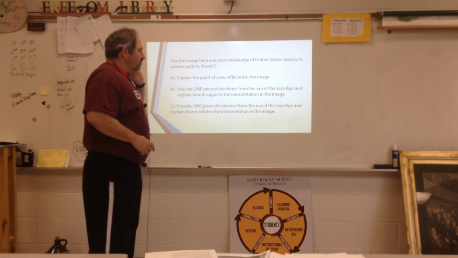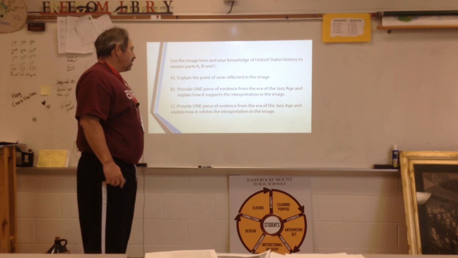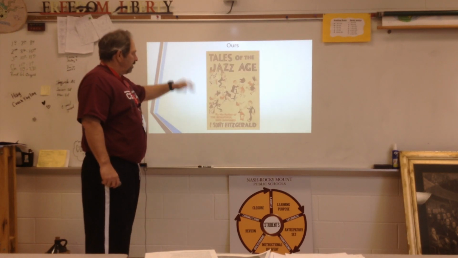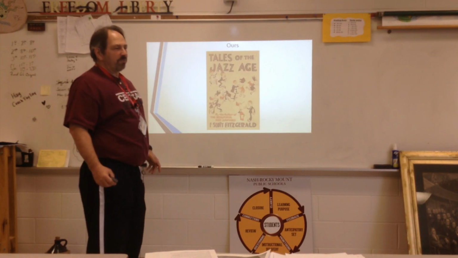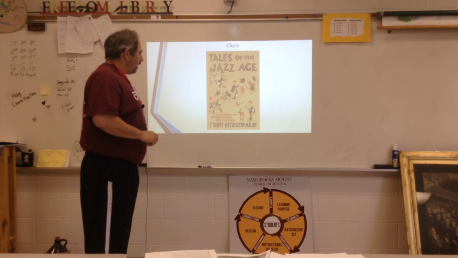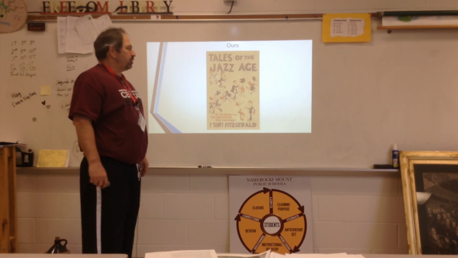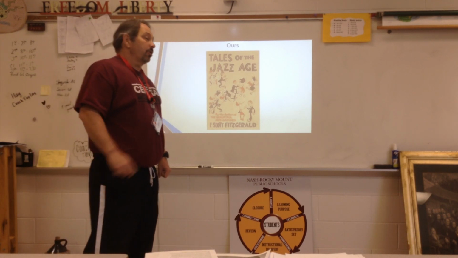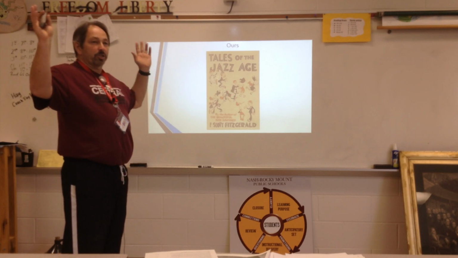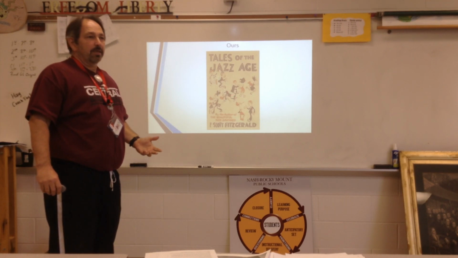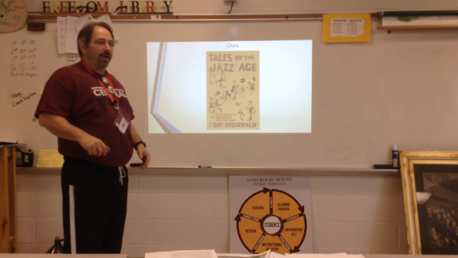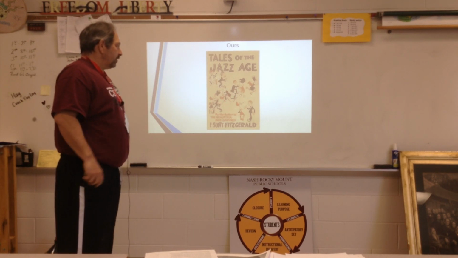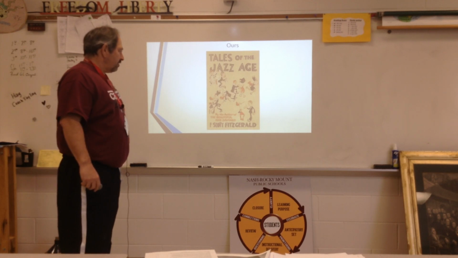Provide one piece of evidence from the era of the Jazz Age and explain how it supports the interpretation. So if you went with what most of you did, you would just say everybody's having a great time, new type of music, plenty of money, everybody is dressed up. You could bring in the flappers. You could bring in, everybody's dressed, the stock market's great, everybody's making money. These guys may be robber barons who own industry, and they're doing great. Therefore, they're able to go out and rent or buy tuxedos and do stuff.